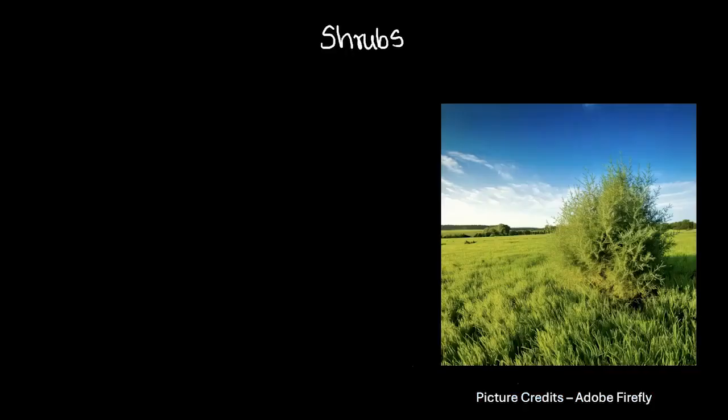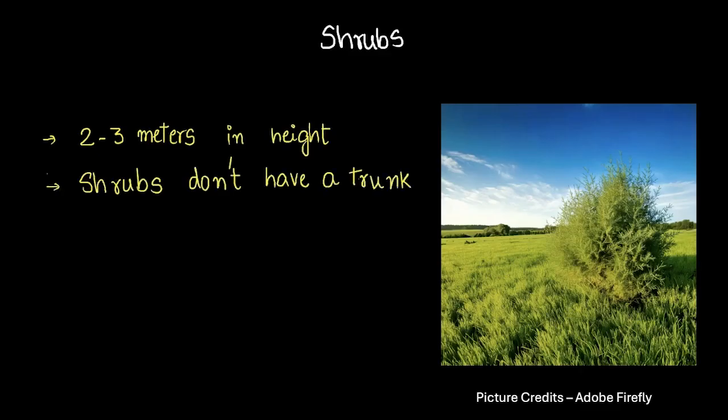Lots of examples. Shrubs. Shrubs are much smaller than trees. They usually range from just 2 to 3 meters. They don't grow beyond that height. Shrubs don't have a trunk. But while they don't have a trunk, they do have a hard woody stem. But branches start off really close to the ground. Examples are tulsi and rose.